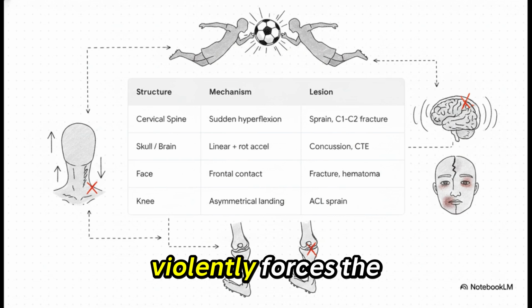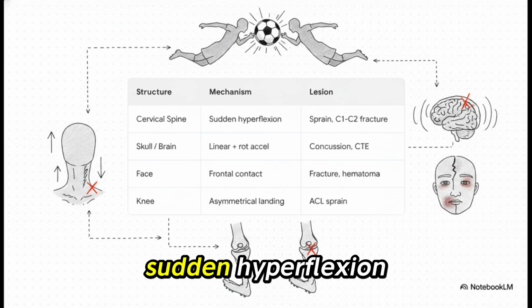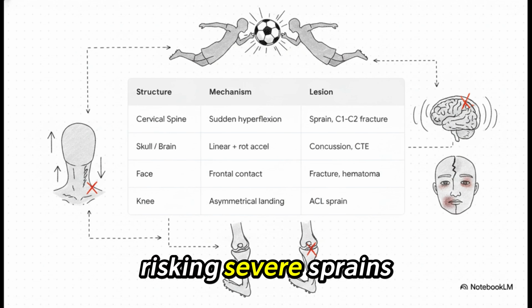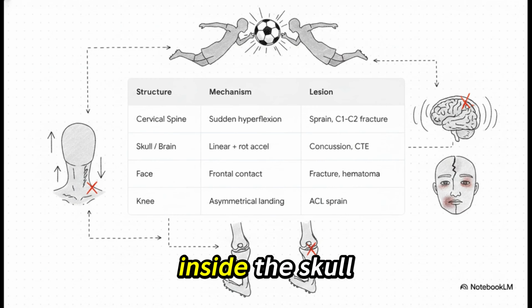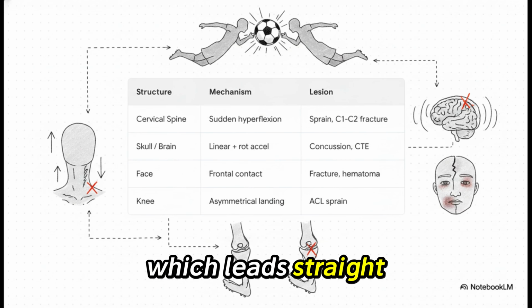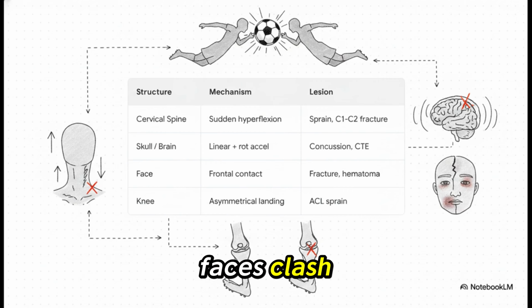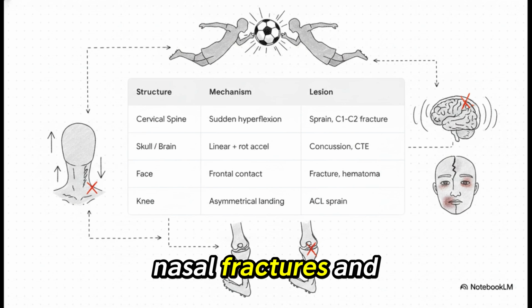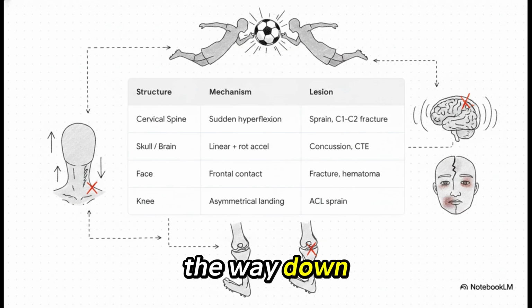A head-to-head collision violently forces the cervical spine into sudden hyperflexion, risking severe sprains or worse. Inside the skull, the brain faces rapid linear and rotational acceleration, which leads straight to concussions. Faces clash, resulting in nasty nasal fractures. And actually, even on the way down, an asymmetrical landing can easily cause an ACL tear in the knee. The danger is truly systemic from head to toe.